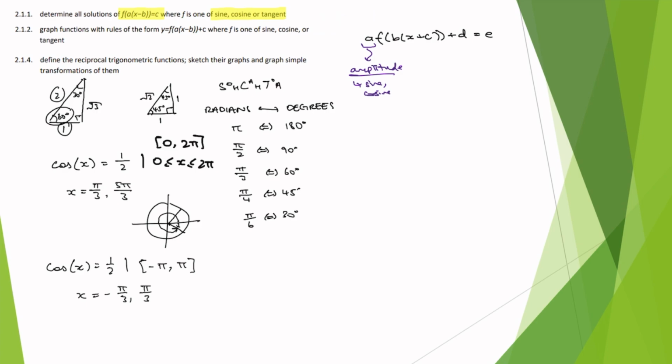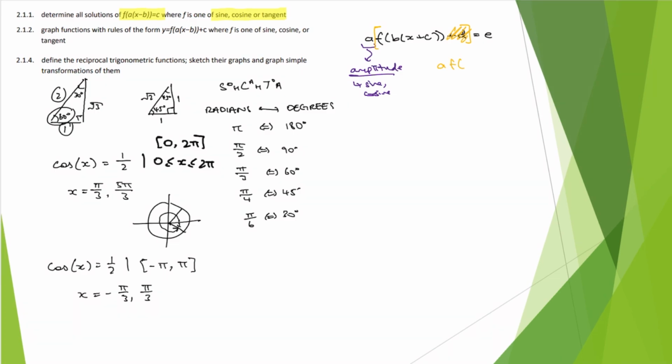This is also importantly distinct from a vertical dilation. Vertical dilation refers to multiplying everything by a constant. So a vertical dilation would be something like this. In this case, the a only refers to the trigonometric function rather than the entire function. If we didn't have a d, if this didn't exist, then a would correspond to a vertical dilation. So if I just have a f(bx + c), in this case, a would be both a transformation to the amplitude and also correspond to a vertical dilation by a factor of a.